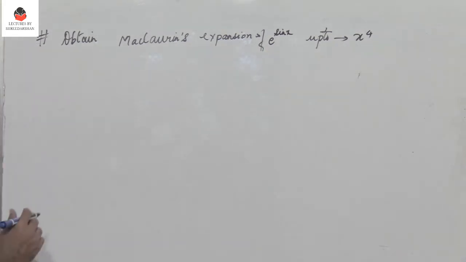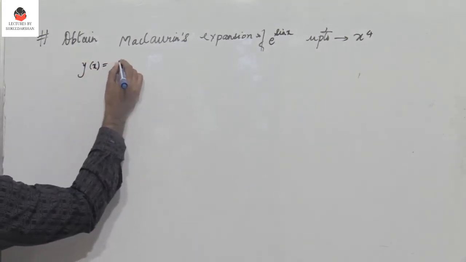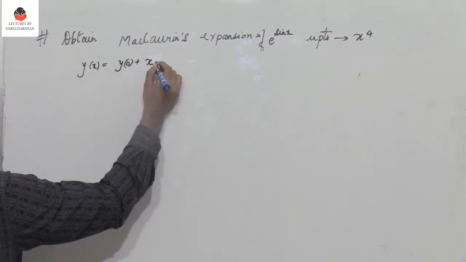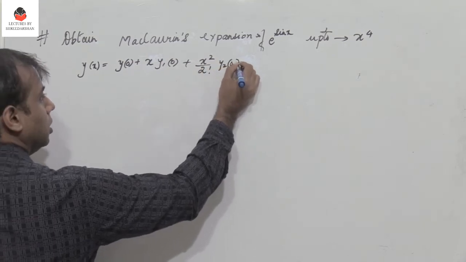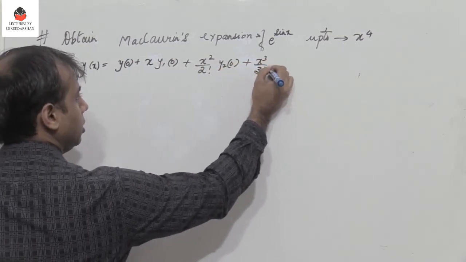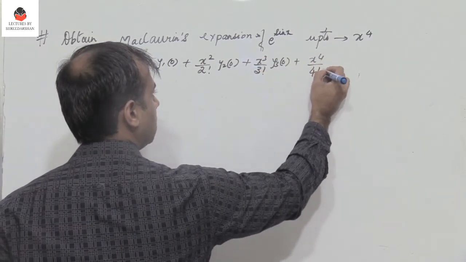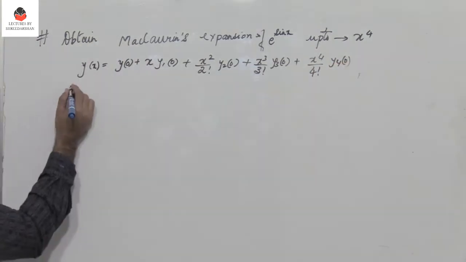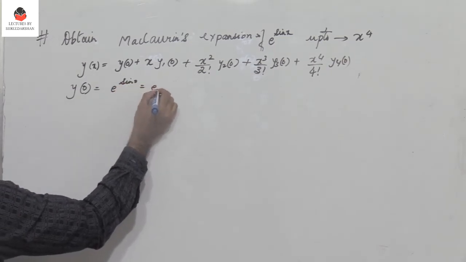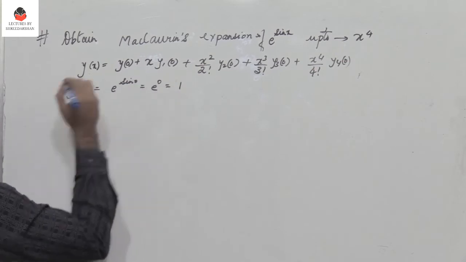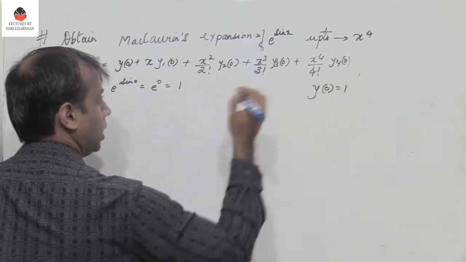So the function y of x is nothing but e power sine x. So you have y of x is nothing but y of 0 plus x y1 of 0 plus x square by 2 factorial y2 of 0 plus x cube by 3 factorial y3 of 0 plus x power 4 by 4 factorial y4 of 0. So I have y of 0, which is e power sine 0, which is, sine 0 is 0, e power 0 is 1. So y of 0 is 1. So let me write y of 0 equals 1.